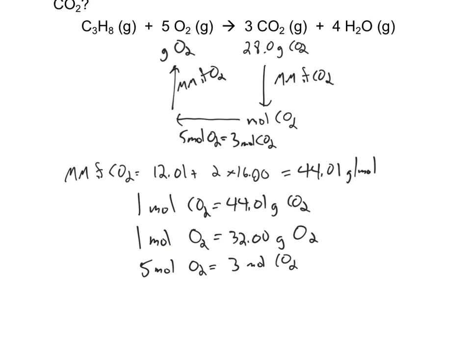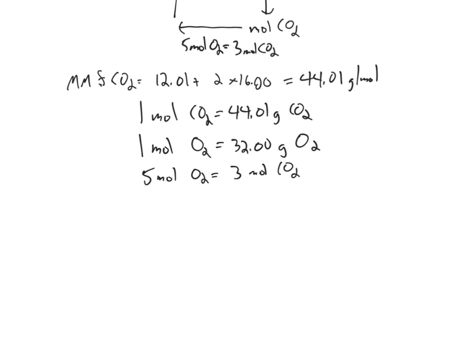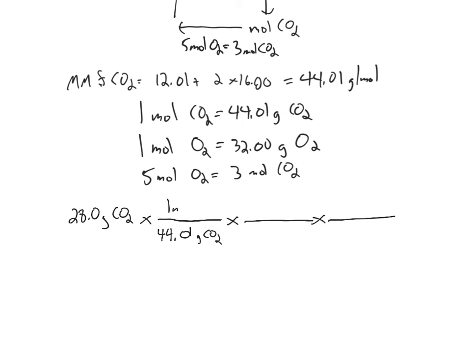So let's see, I'm ready to do my problem now. I have the conversion factors I need. So I'm going to start with my 28 grams of CO2. It's going to be 3 steps, so I'll go ahead and put in the place for my conversion factors. I'm starting with grams of CO2. That needs to go away. So the only place I have grams of CO2 in my conversion factors is in the molar mass of CO2. So we'll use that one.